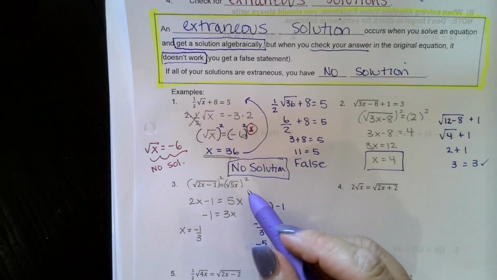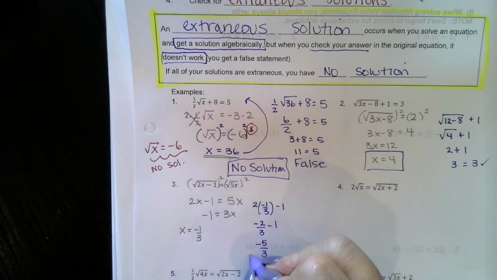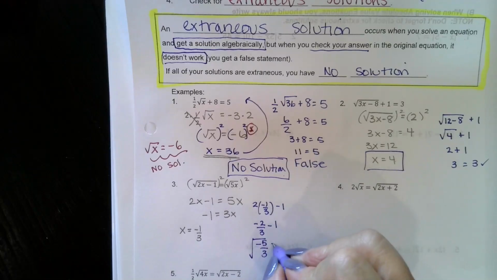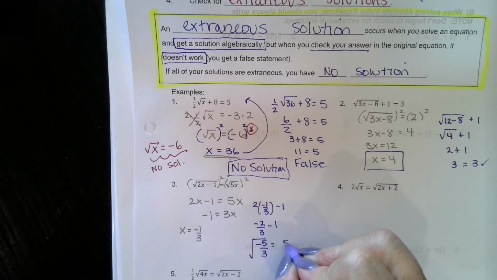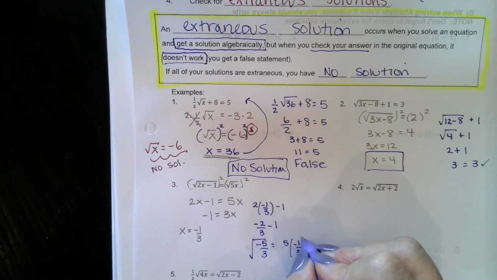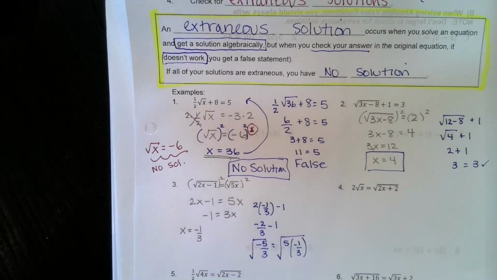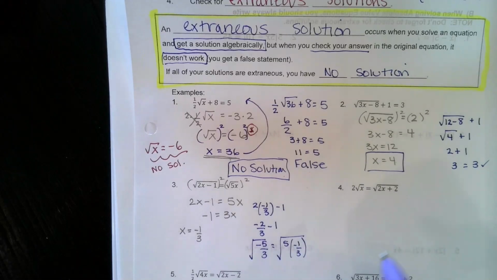-5/3. Now on the right side, and this is the square root of this, on the right side, I'm going to have 5 times -1/3. So I would have the square root of -5/3.